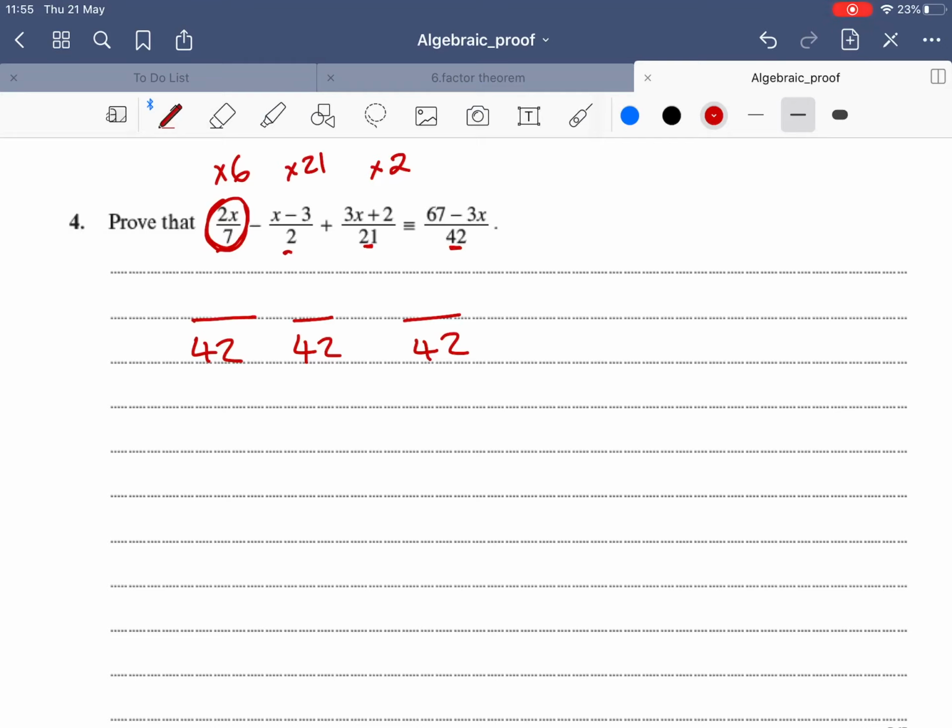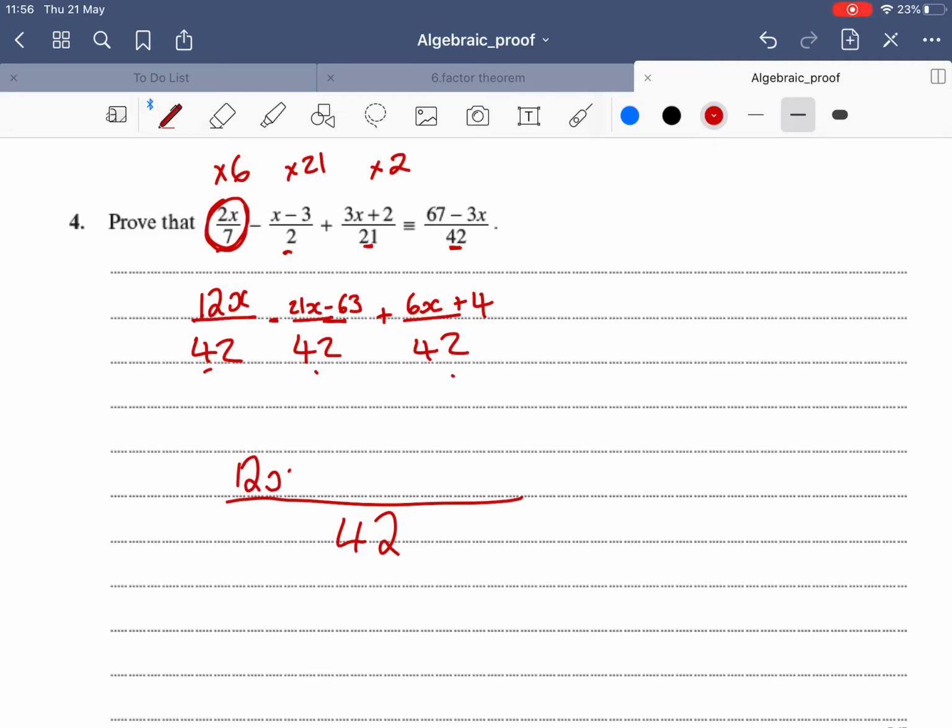So 6 times 2x is 12x. And we're subtracting x minus 3 times 21. So x times 21 gives 21x, and minus 3 times 21, I should have maybe zoomed in, is minus 63. We're adding 3x times 2, so that is 6x, and 2 times 2, so that is 4. Again, we can collate the tops, and the bottom will stay over 42 because they're all 42. We'll just write these in a line now.